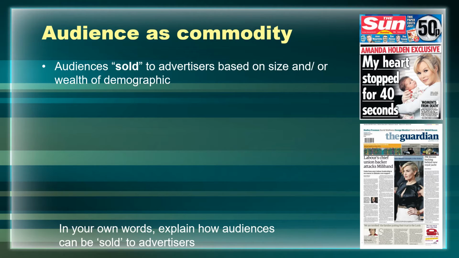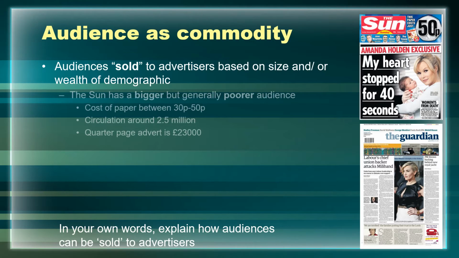As you're aware, audiences are significant in the media because they are where a lot of the money comes from. And we discussed how audiences can be measured last time. And the reason that measurement is important is because it tells advertisers how much they ought to be paying to advertise, because audiences are basically sold to advertisers based on how many of them there are and how wealthy they are. For example, The Sun has a circulation in the millions.